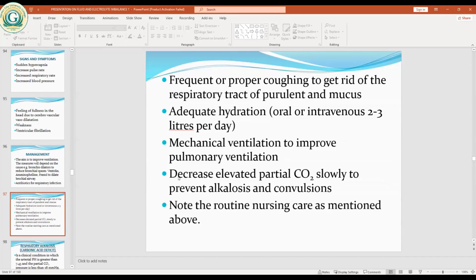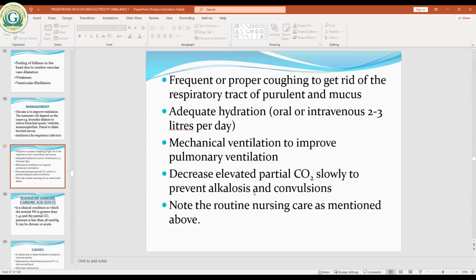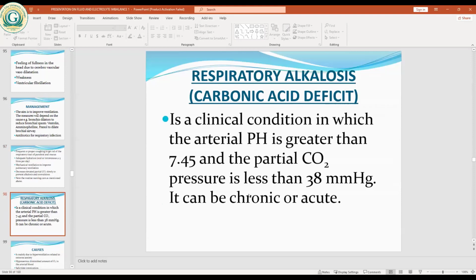Decrease the elevation of partial pressure of carbon dioxide slowly to prevent alkalosis and convulsion. If you want to decrease carbon dioxide concentration, you have to do it slowly, so that you don't cause convulsion when you suddenly move the person from acidosis to alkalosis. The person can go into convulsions. Then you add routine nursing care, which is bathing, mouth care, and other things. Next week, we'll look at respiratory alkalosis and move on to the electrolytes.